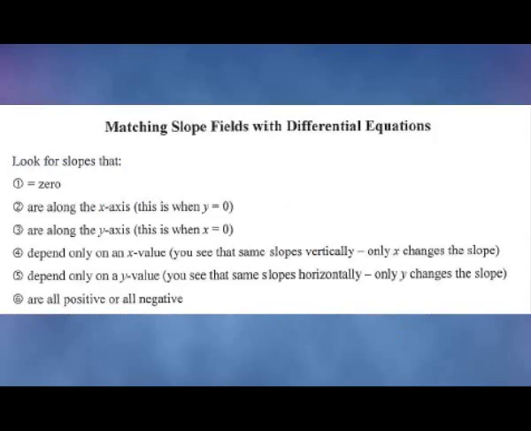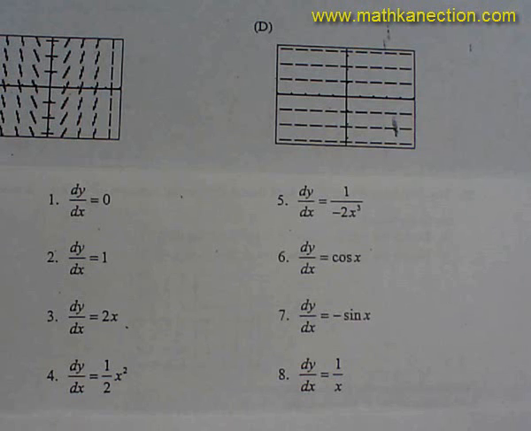When matching slope fields, you want to look for slopes that are either equal to 0 along the x-axis, along the y-axis, depend only on an x value, depend only on a y value, or have all positive or all negative slopes.